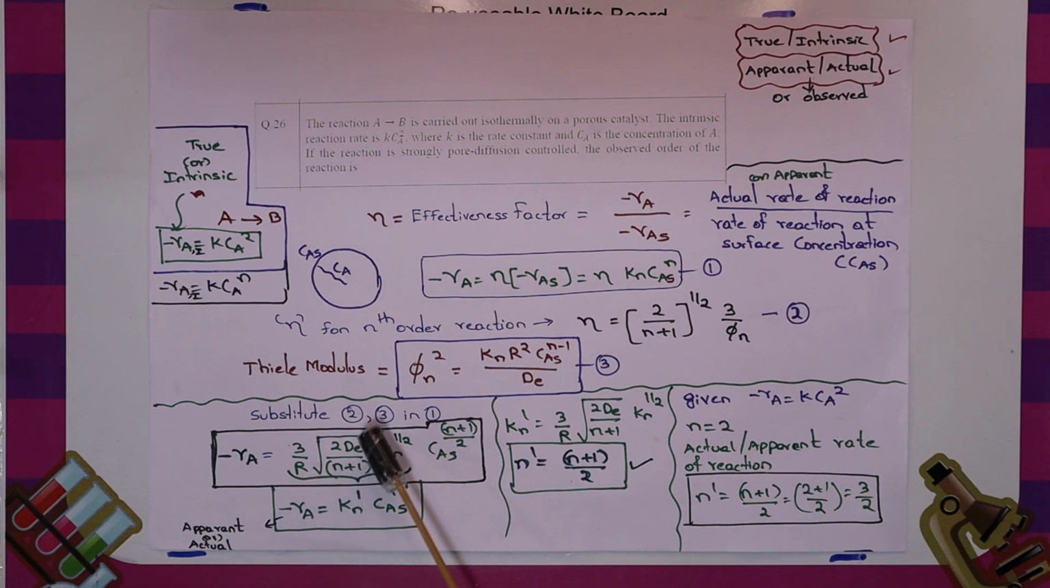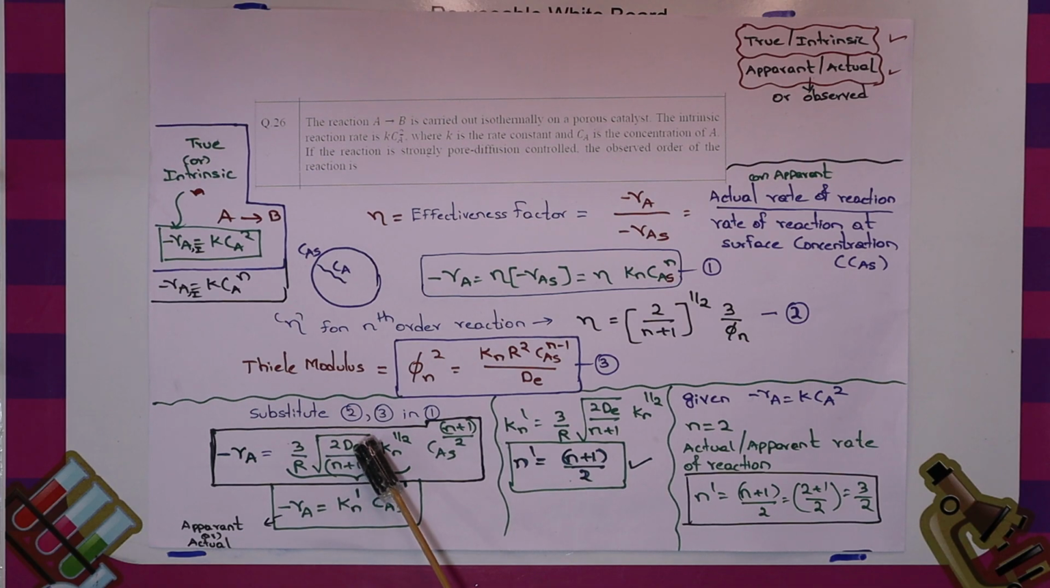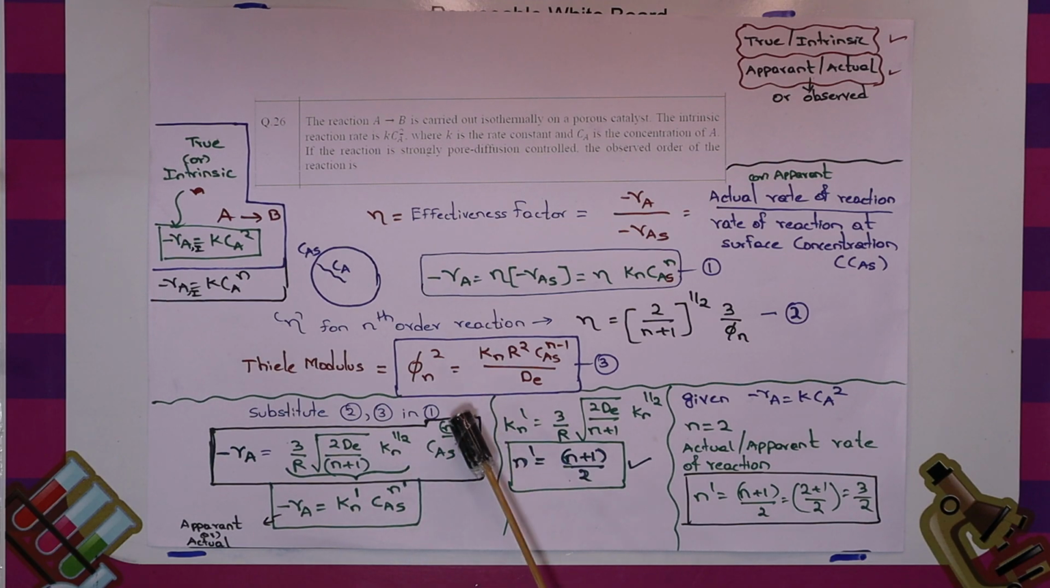So let us substitute 2 and 3 in 1. This is 1, this is 2, this is 3. You get an expression that minus Ra equals 3 by r into square root of (2 dE by n plus 1) into Kn power half into Cas power (n plus 1) by 2. Now take this as a constant, because the radius is constant, the effective diffusivity is constant, n is the actual order of the reaction which is constant, and Kn is the rate constant. So let us take the entire expression as Kn dash, and Kn dash into Cas power n dash. What is n dash? n plus 1 by 2.